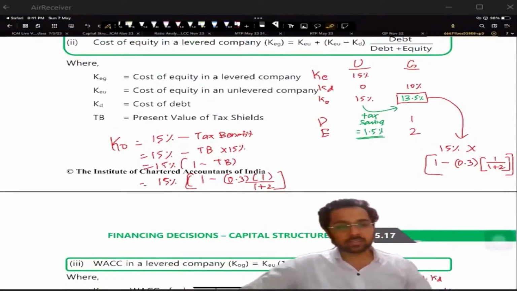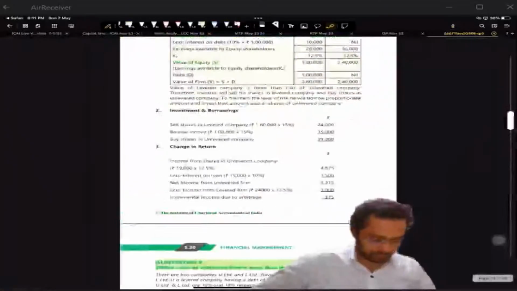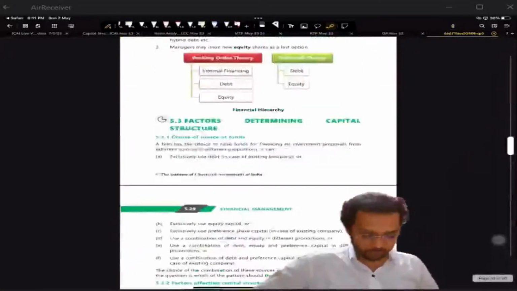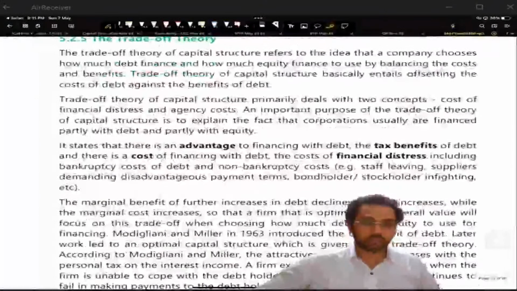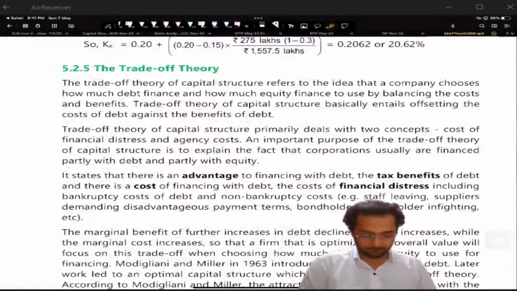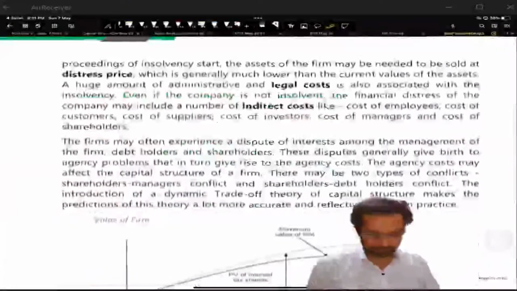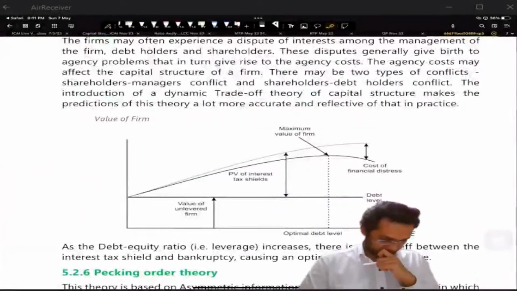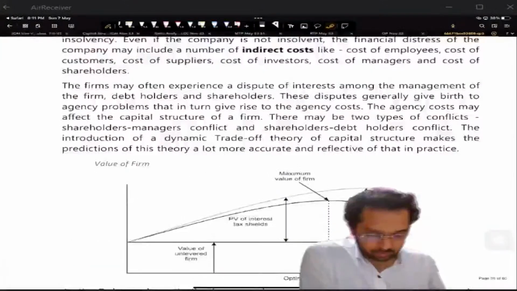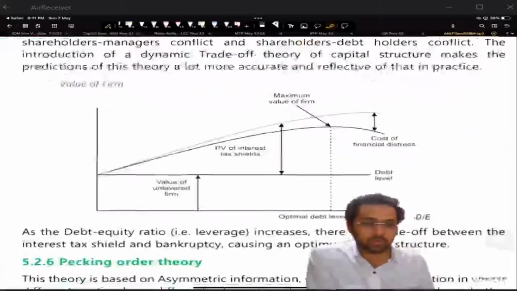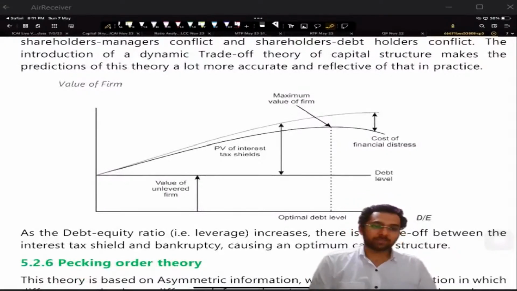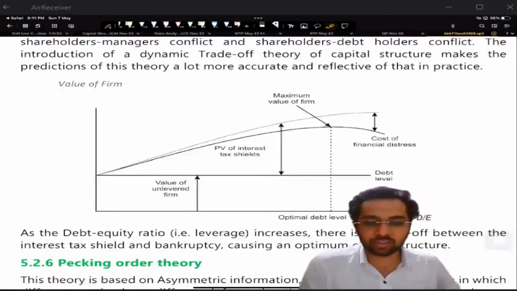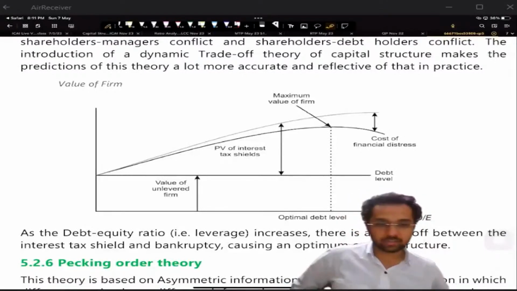Now, let me touch upon something called the pecking order theory and the trade-off theory that we have. Yeah, let's look at this trade-off theory. Darshan is asking, sir, KE minus KD, is it like a risk premium? Yes, you can say it's a risk premium for the equity shareholders. You can say that, Darshan.